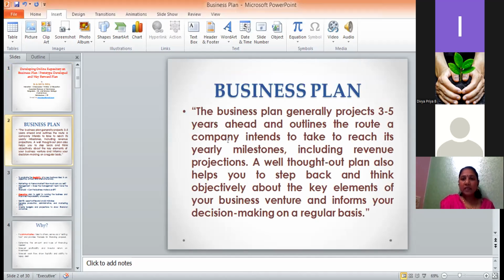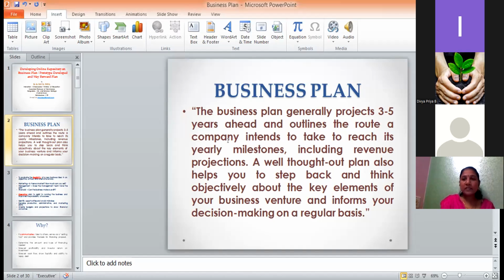So a business plan generally projects 3 to 5 years ahead. So what you're going to do in the next 3 to 5 years, and it outlines the route a company intends to reach its yearly milestone, including revenue projections. A well thought out plan helps you to step back and think objectively about the key elements of your business venture and informs your decision making on a regular basis.